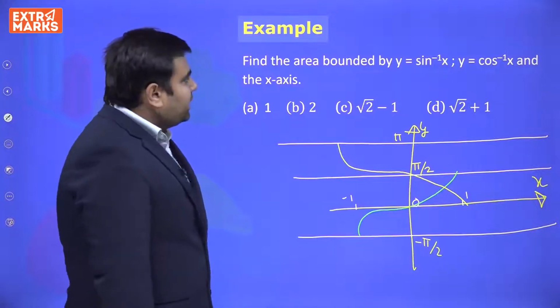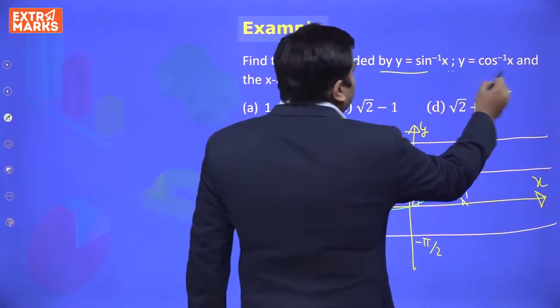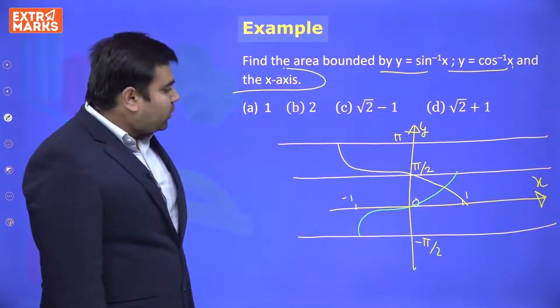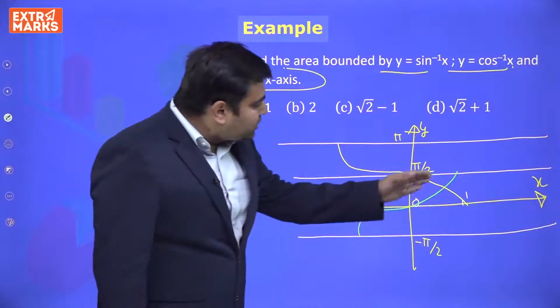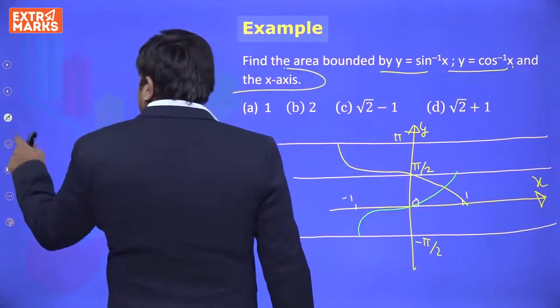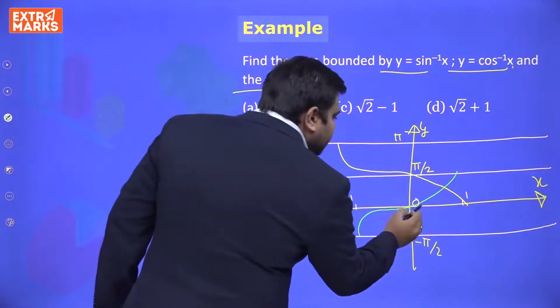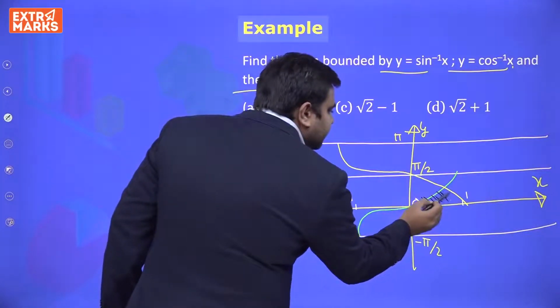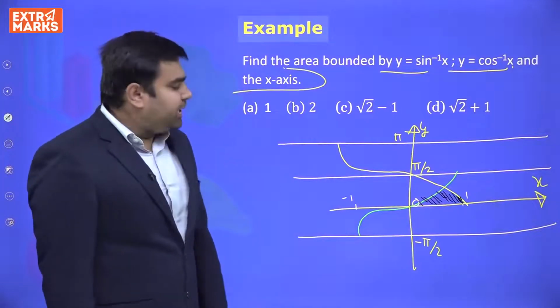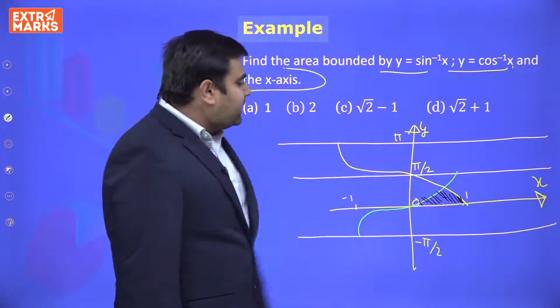So we need to find the area bounded by sine inverse x, cos inverse x and the x-axis. So what would be that area? Area bounded by these two curves and x-axis. This is quite obvious that the area shaded is the required area, because this is the only area which we require.